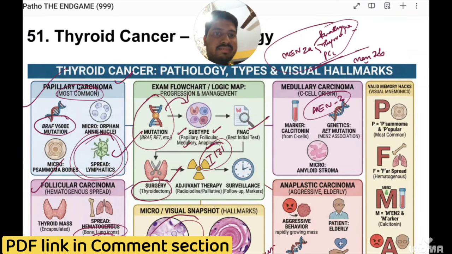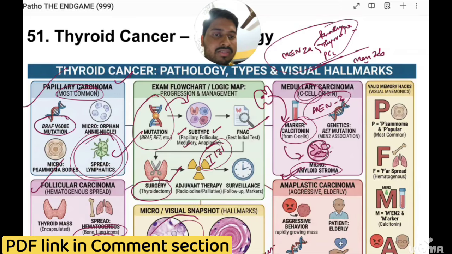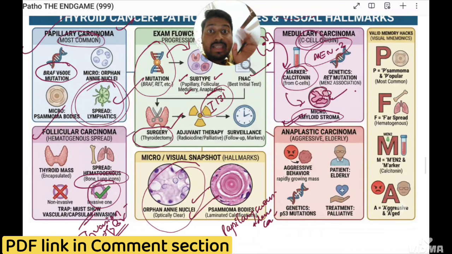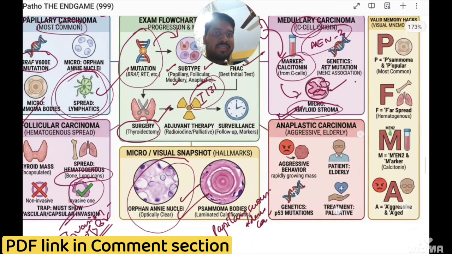So the marker is basically this: medullary carcinoma of thyroid originates from the C cells of thyroid, okay. So there's something known as calcitonin secreting C cells within the thyroid. From there it originates, okay. So the marker itself is calcitonin, and because of this calcitonin there is amyloid appearance, okay. So this calcitonin gives amyloid stroma, okay. This is amyloid inside the thyroid stroma, okay. So amyloid stroma appearance for thyroid carcinoma. So all these are keywords that you need to search in your MCQs.